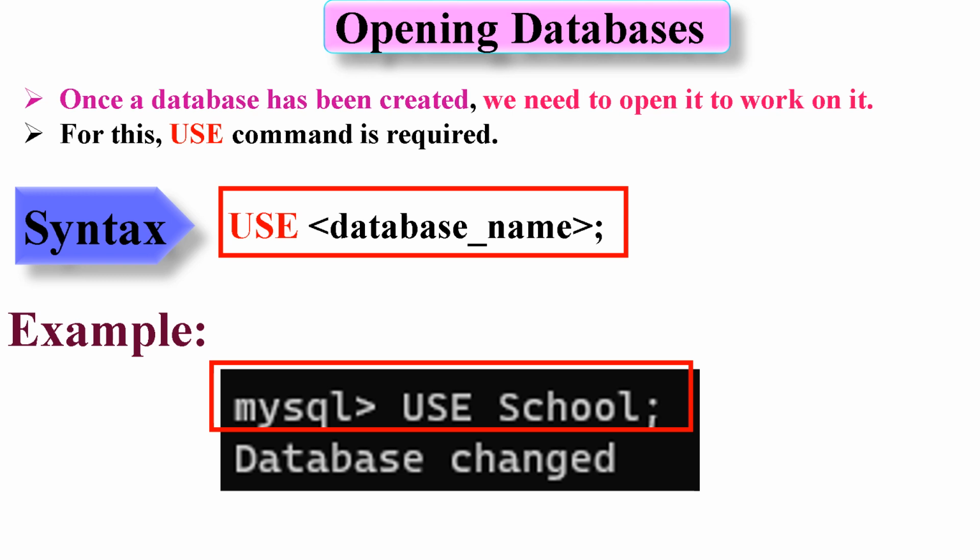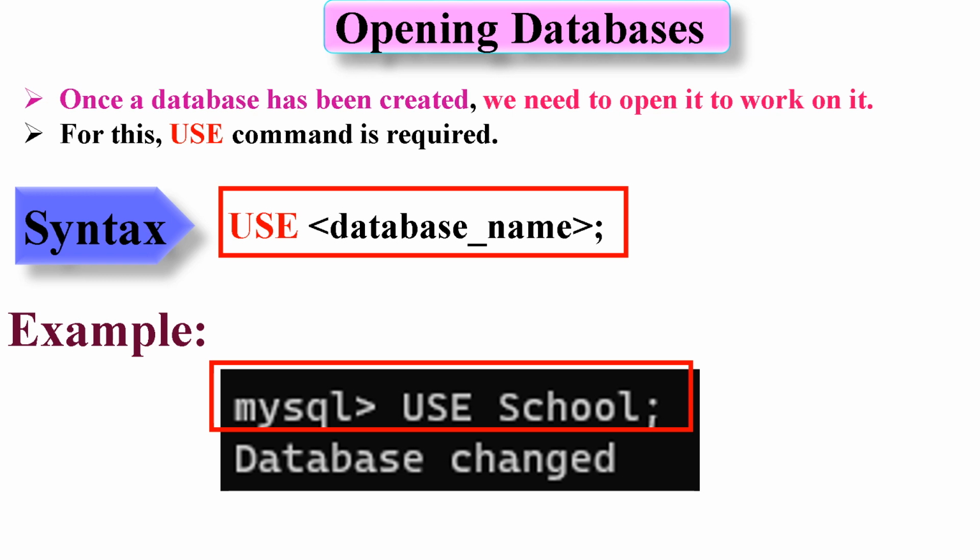We have typed use school semicolon in the MySQL prompt. When you type use school in the MySQL prompt, it is a command to select and set a specific database as the current working database. The semicolon at the end of the command is used to terminate the SQL statement. After executing this command, the message database changed is displayed. You can see it on the screen.